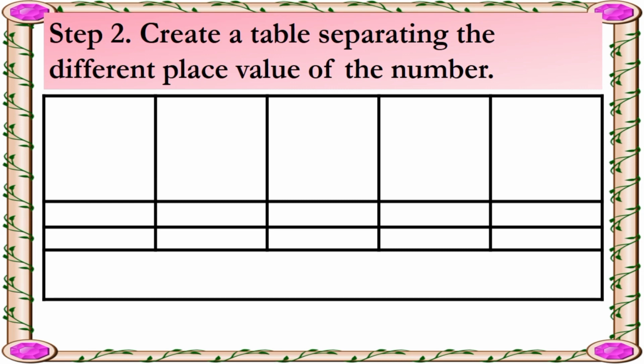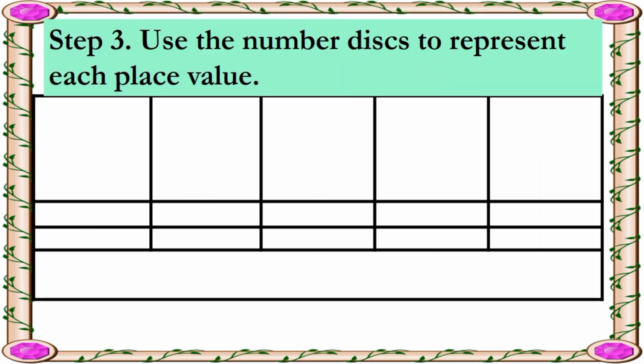Since 12,364 has 5 digits, so we should have 5 columns and put 4 rows to complete the table. Step 3. Use the number disc to represent each place value.